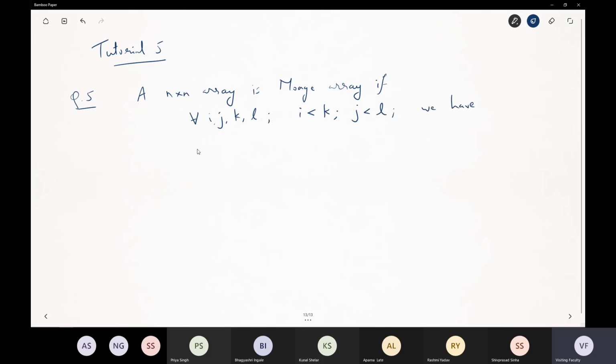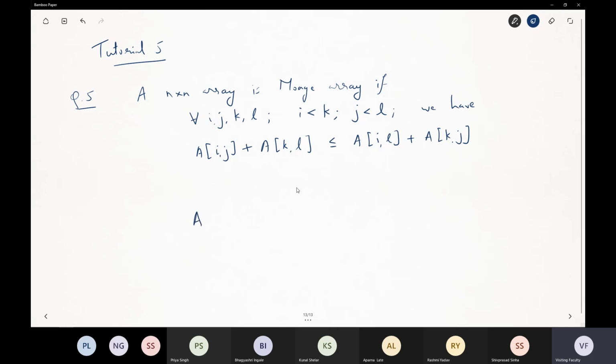We have a_ij plus a_kl less than or equal to a_il plus a_kj. What does it mean? It's very easy to see.